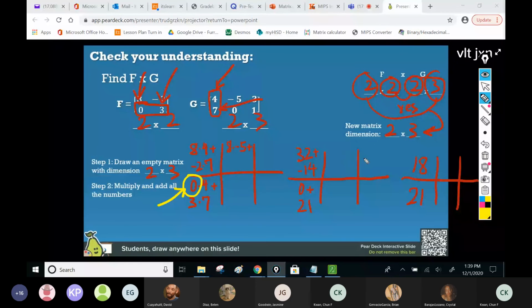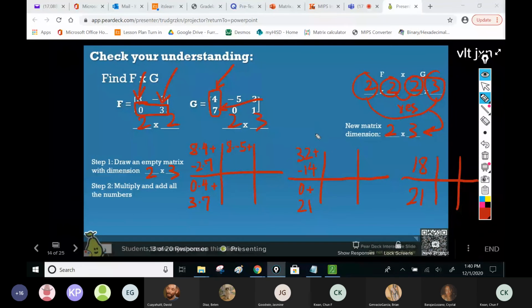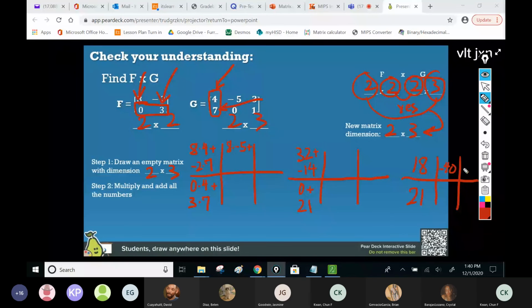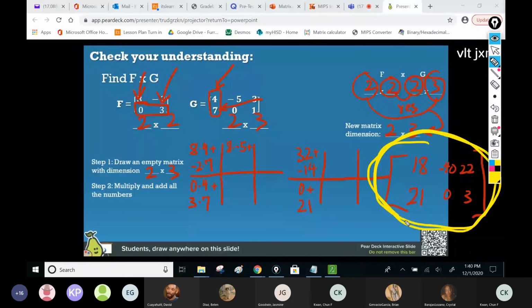All right, so let me give you guys the answer. Those of you who are still working on it, just check your answers right here. So the final answer that you're supposed to get is right here. This is the final answer. It's a 3 by 3 matrix. We got six numbers.